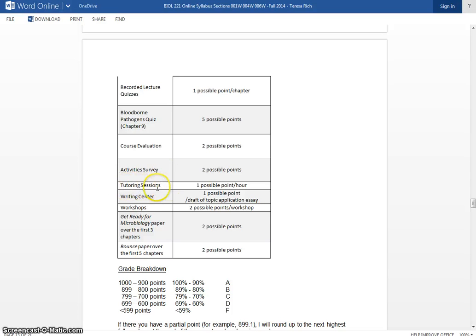If you go to a tutoring session, for every hour I'll give you a point. If you go to the writing center, each time you go I'll give you a point. Or each time you submit something. I also have some books. There's some workshops that I'll make available. I'll let you know through the semester, through announcements.